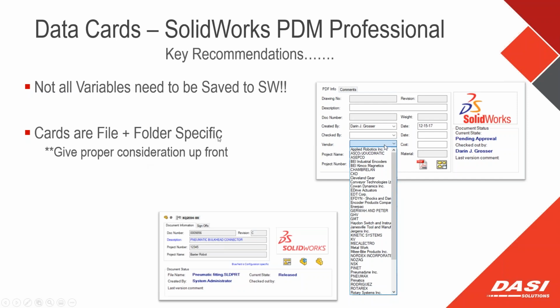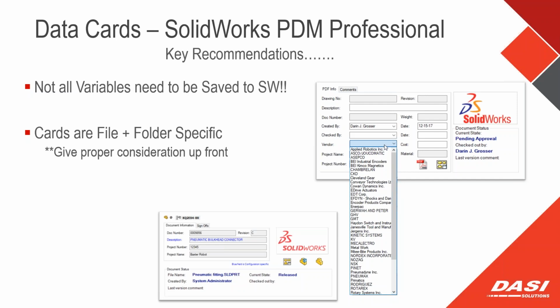Now these cards are file and folder specific, so the types of files that you use, the extensions essentially, allow you to deem what card is used for what proper file type. So we want you to give good consideration up front for this. A lot of times what I'm thinking in these cases is, do you want a separate data card for a SolidWorks part versus assembly versus a drawing? Or do all three of those file types exist on the same card?